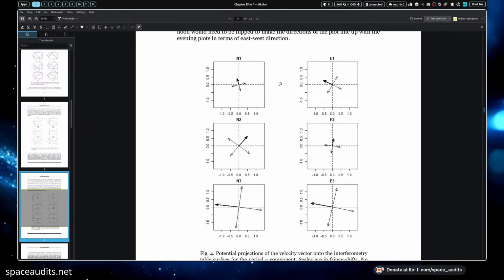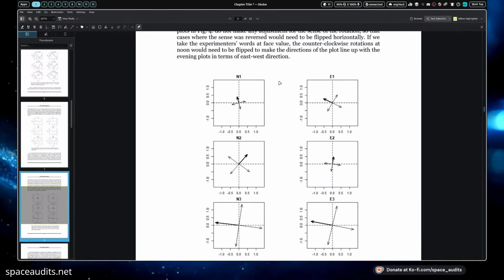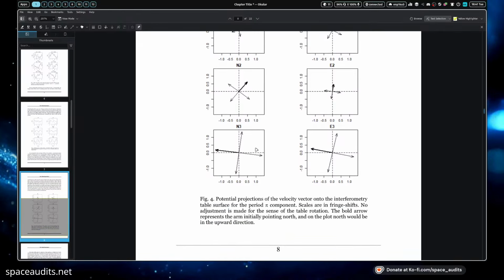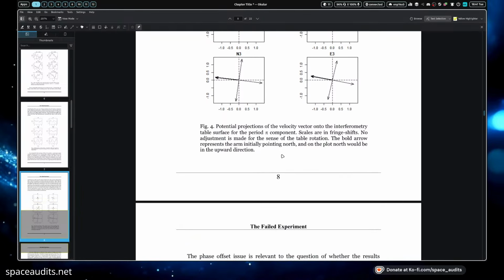So here we're looking at what that looks like. The potential projections of the velocity vector onto the interferometer table surface for the period pi component. Scales are in fringe shifts. No adjustments are made for the sense of the table rotation. The bold arrow represents the arm initially pointing to the north, and the plot to the north would be in the upward direction. Okay.